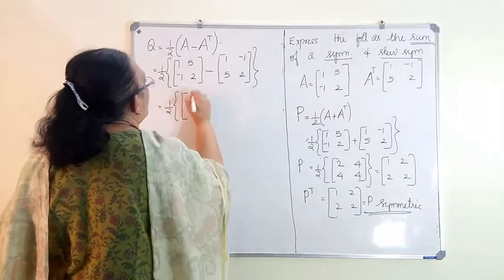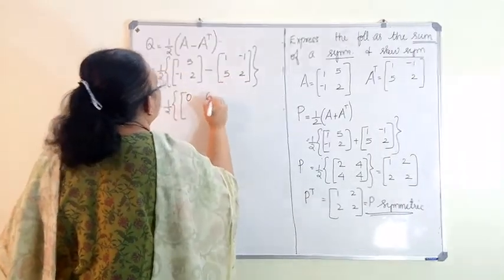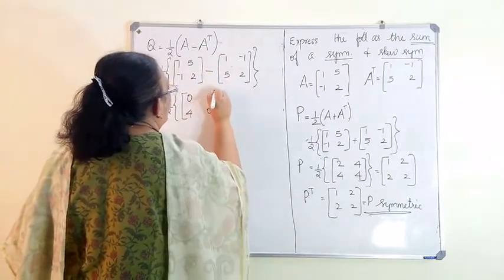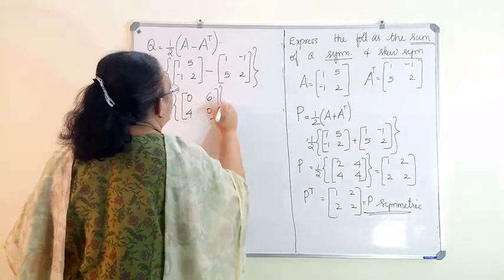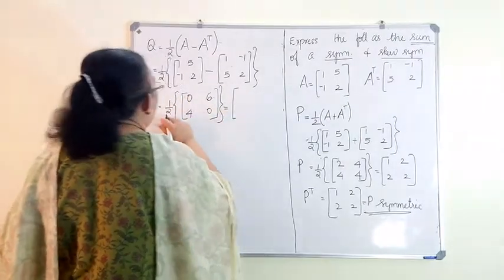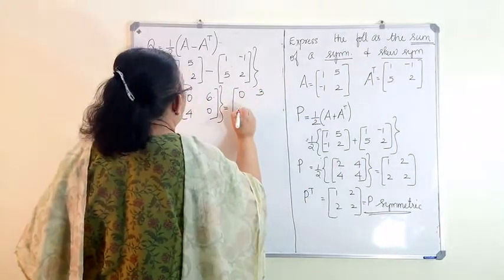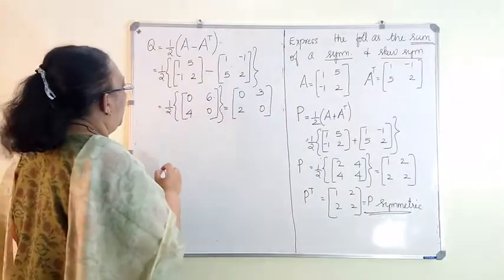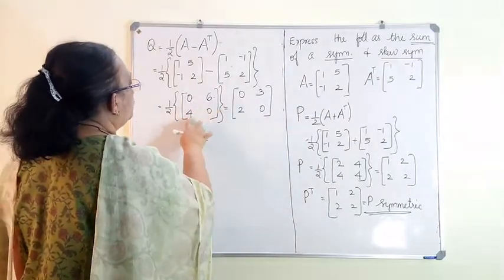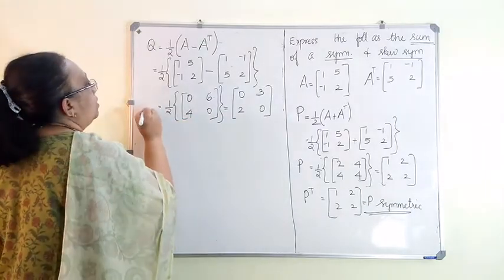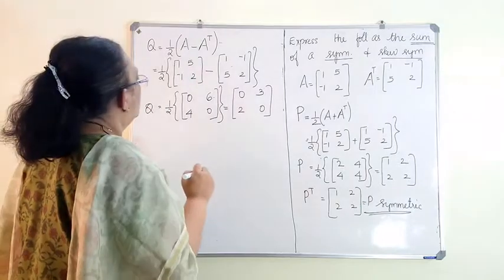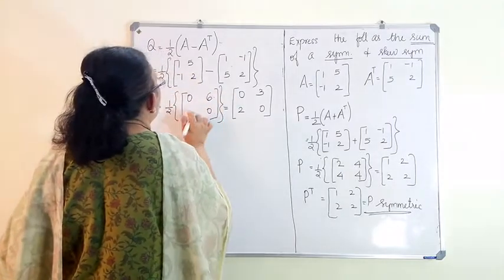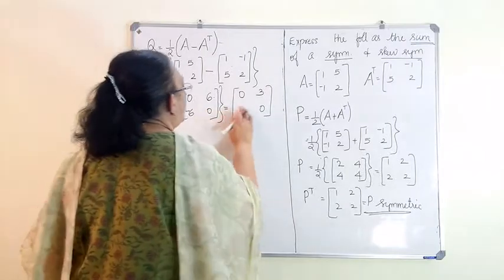1 minus 1, 0. 5 minus minus 1, 6. Minus 1 minus 5, 4. 2 minus 2, 0. Which is equal to, when you multiply, 0, 3, 2, 0. This is your Q. Isn't it? Minus 1 minus 5, minus 1 minus 5 is equal to minus 6. Yes, very good. I made a mistake. Thank you.